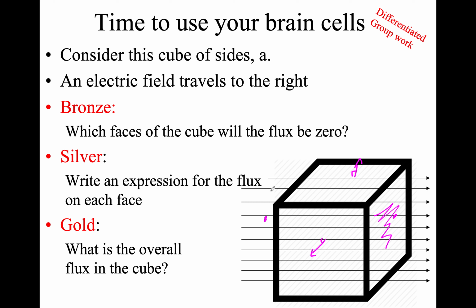To make an expression for the flux, well, this one here is the face going towards the left. This face is going towards the right. That's great. So for the first one, we can say the flux equals negative EA. And for the second one, we can say the flux is simply EA. And it's positive because it's in the same direction. And the overall flux, well, you add these together. Minus EA plus EA equals 0. They cancel. The overall flux in this cube is simply 0.